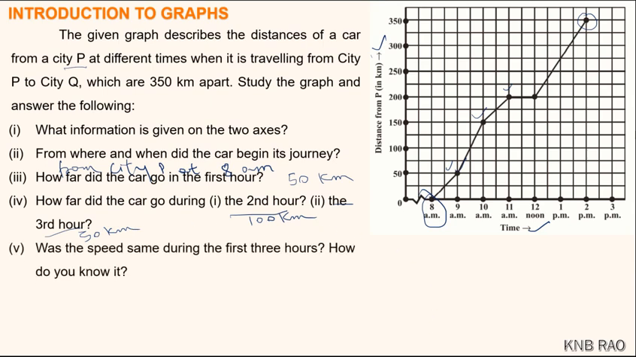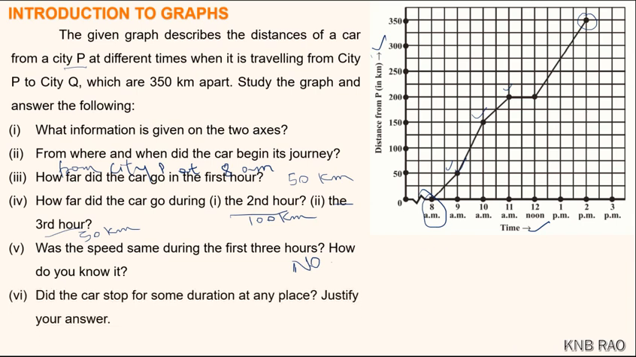Then next question, was the speed same during the first 3 hours? How do you know it? I say no, speed is not the same. Why? It is travelling 50, 100, again 50. Definitely the speed from 9 to 10 was more, maybe the road was good. So question number 5, from the answers of questions 3 and 4, we find that the speed of the car was not the same all the time. In fact, the graph illustrates how the speed varied, correct?